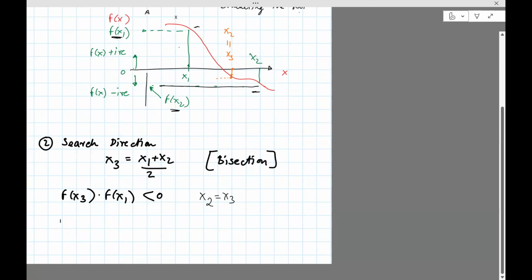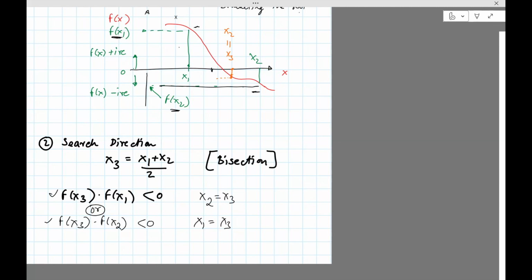If you find that f of x3 times f of x2 is less than 0, which means the root is now on the other side, then you replace x1 with x3. One of them will always be true, just by the nature of how the curve looks. Then you repeat the process of computing f of x1 and f of x2, seeing the sign, and just keep doing that. This will be clear when I actually solve a problem.